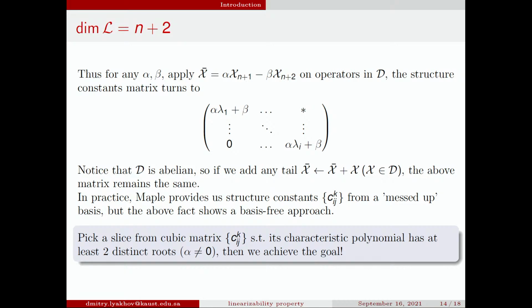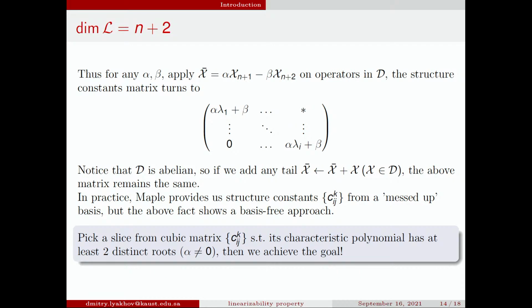So we just have the following easy way to get the characteristic polynomial. This structure constant is a cubic matrix, and we pick one slice from it, which is a matrix, and we require that alpha is non-zero, because we don't need the trivial one.